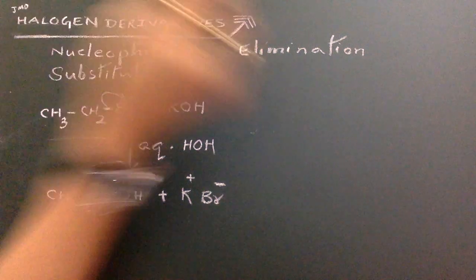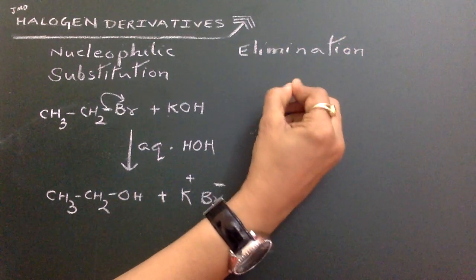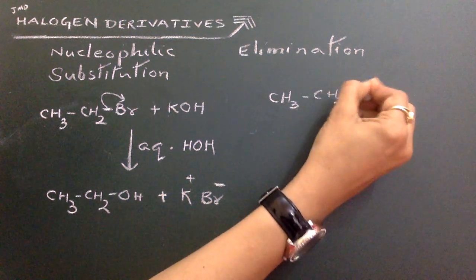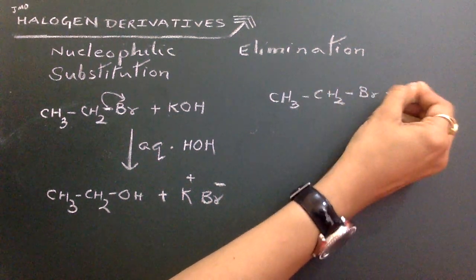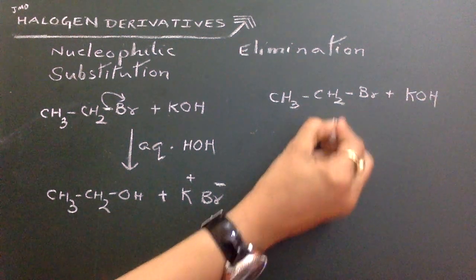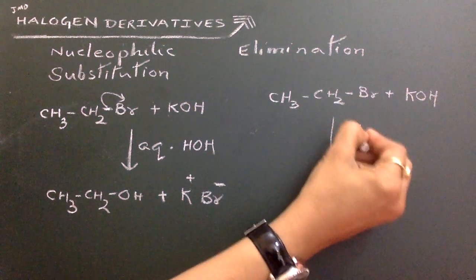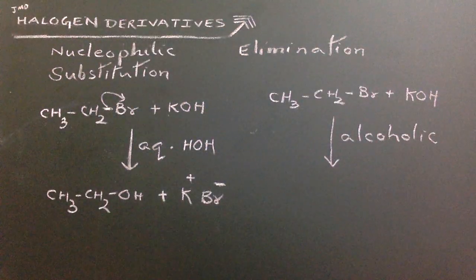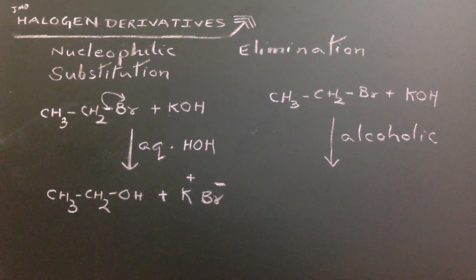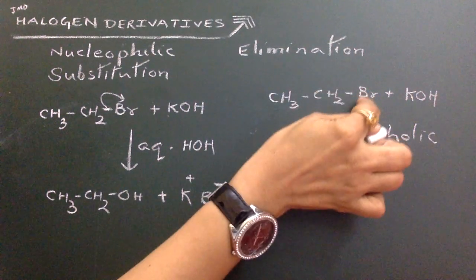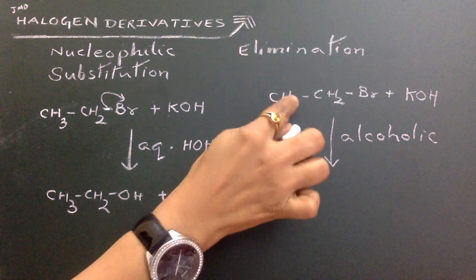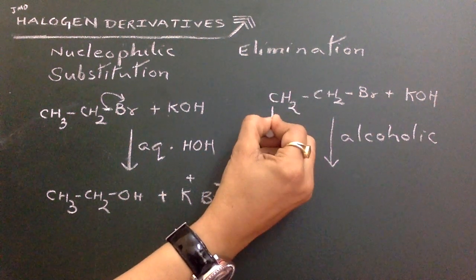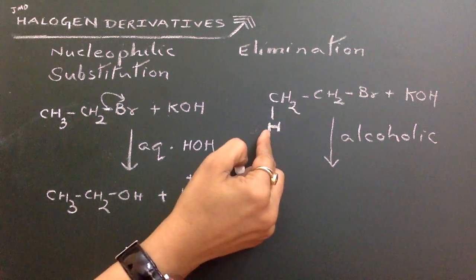Now let us see in the same reaction what will happen during elimination. I again take a molecule of ethyl bromide and I treat it with KOH, exactly the same reagent. But children, I am changing the solvent. I am making use of alcoholic medium and not aqueous medium. Now in the alcoholic medium, what we find is this OH doesn't replace bromine, but it attacks over here, and it abstracts this proton.